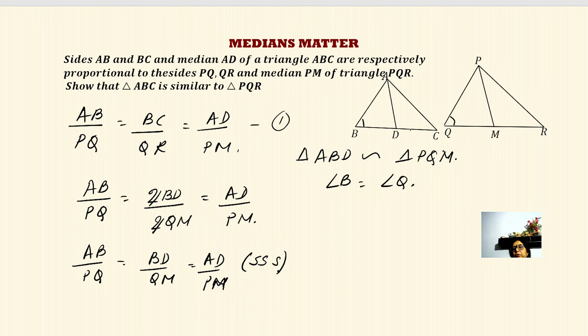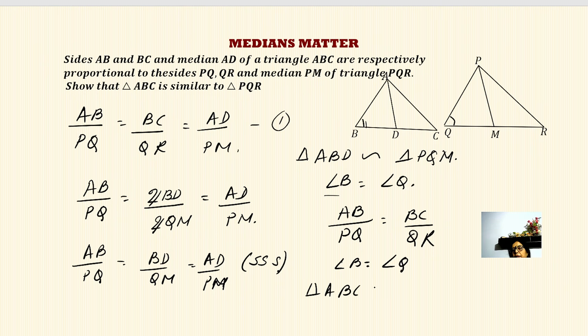So now if we go back to the bigger triangles, we are already given AB by PQ is equal to BC by QR. And now we have proved that the included angle, angle B, is equal to angle Q. So now we can categorically state that triangle ABC becomes similar to big triangle PQR by the criteria of SAS. So here we have applied two criteria of similarity: one is SSS and one is SAS.